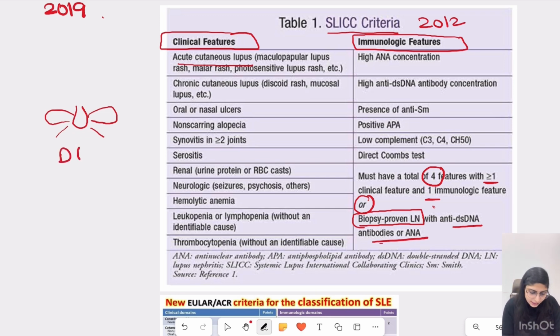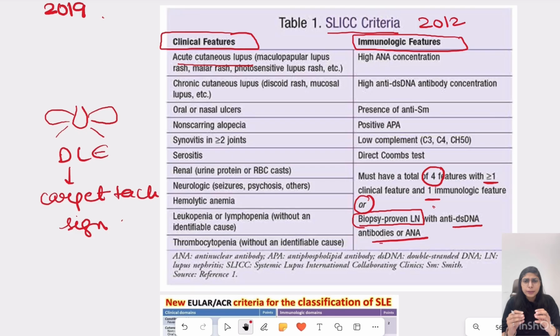Chronic cutaneous lupus is DLE, discoid lupus erythematosus. These are lesions which also have the carpet tack sign, because this is the look that they have because of the scales. Like in a carpet, there are multiple small threads coming out of the carpet. Similarly, if there are scales on the lesion and it has been there for a chronic period of duration, then that is known as a carpet tack sign. And because it gives it a look of carpet, that's how DLE looks. And of course, the rash is discoid in shape.